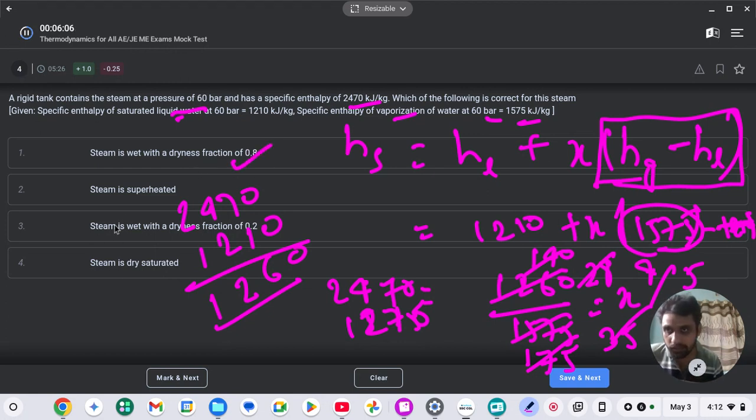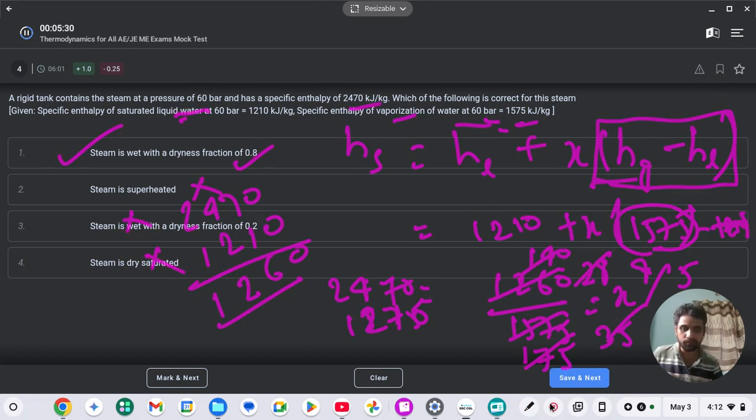0.8 is correct. Steam is superheated: for superheated it should be greater than 1, so this is wrong. Steam is wet with a dryness fraction of 0.2, it is wrong. Steam is dry saturated: no, for dry saturated it should be 1, so only option 1 is correct. So the enthalpy of vaporization of water is given at 60 bar, so Hg minus HL, this whole term, is given as 1575. If anyone has any doubt, kindly comment.